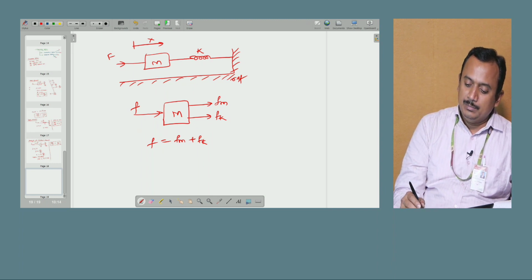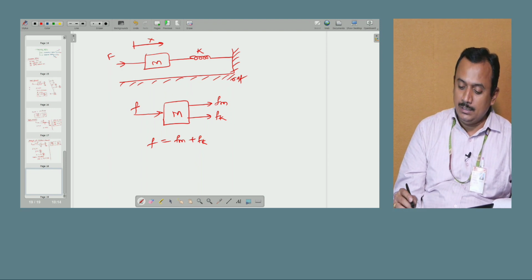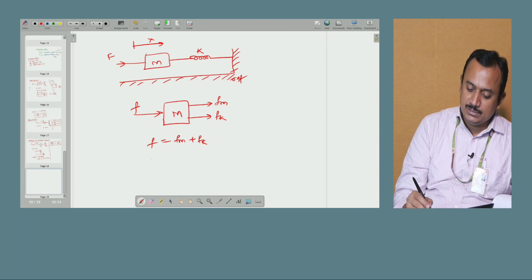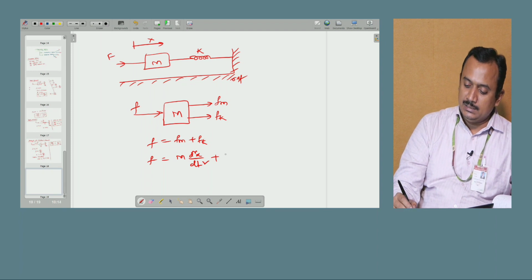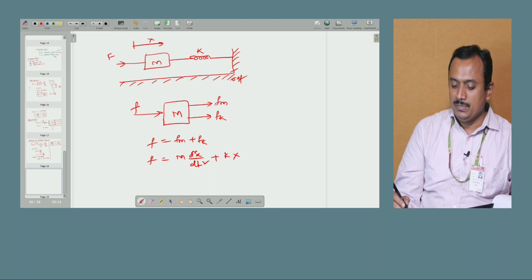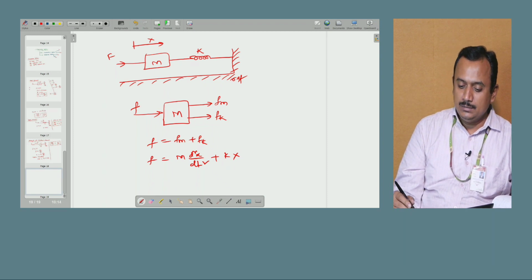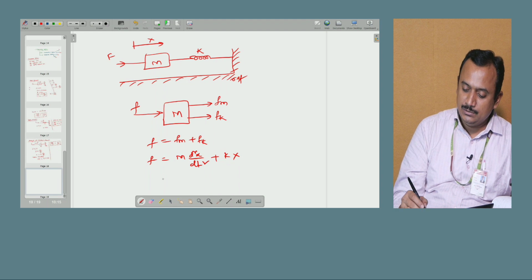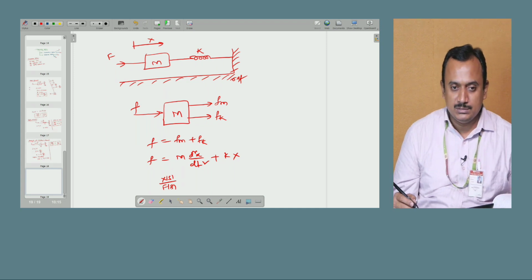Now, in previous cases we have seen the values of Fm and Fk individually. That is, F is equal to Fm, which is nothing but m into d square x by dt square, plus the force due to the spring constant, which is k into x. So this is the overall force equation. Now, to find the transfer function, we need the value of x of s by F of s, since here the distance is the output and force is the input.